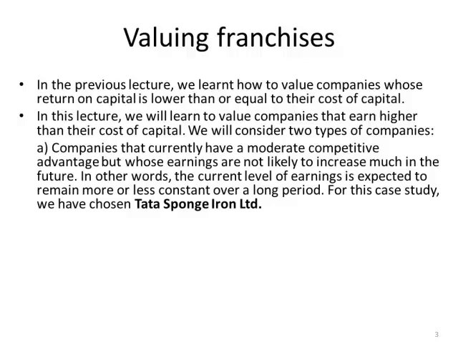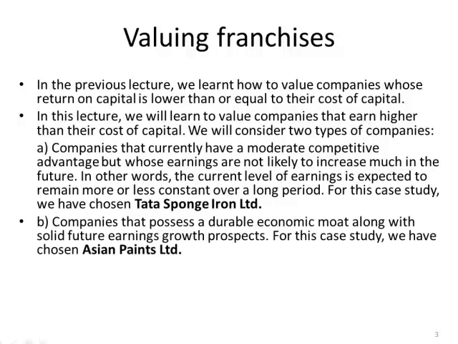Okay, and obviously earnings may rise with inflation, but that's not necessarily what we're interested in. We're looking at earnings that are even constant in real terms, as opposed to earnings that are growing in real terms. So for this case study, we've chosen Tata Sponge Iron Limited. And the second type of company we'll consider are companies that have a durable economic moat and solid future earnings growth prospects. And for this study, we've chosen Asian Paints Limited.